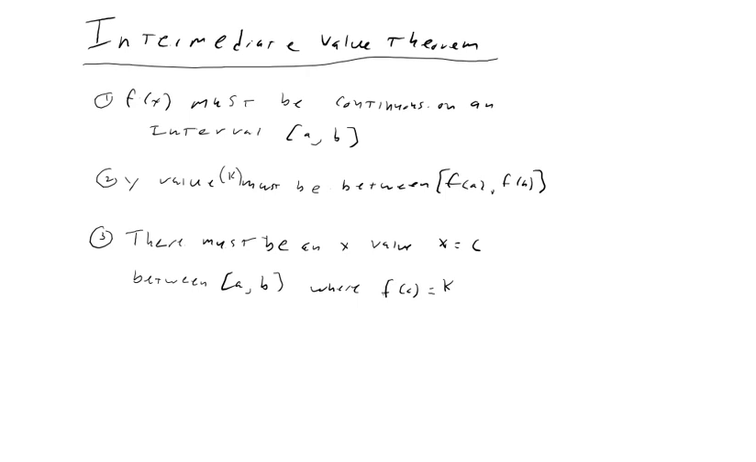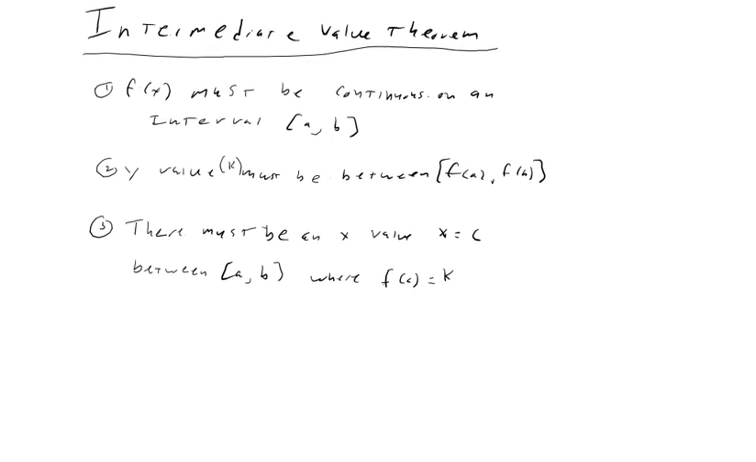So these three criteria are what the intermediate value theorem is saying. F of x must be continuous on some interval. If it's continuous, then we test this y value. If we're looking for a y value that's between f of A and f of B, there must be an x value between A and B where, if you plug that x value, that c value, into the function, you will get that k value. And that's the intermediate value theorem.